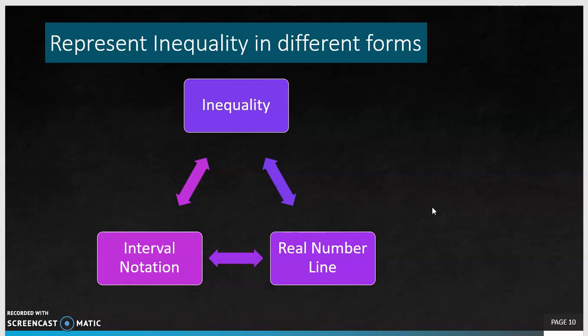In this video, we will try to represent inequalities in different forms, which means that from inequalities, we will change to interval notation, or from interval notation to inequality, and at the same time from interval notation to the real number line, and so on. So let's look at some examples.